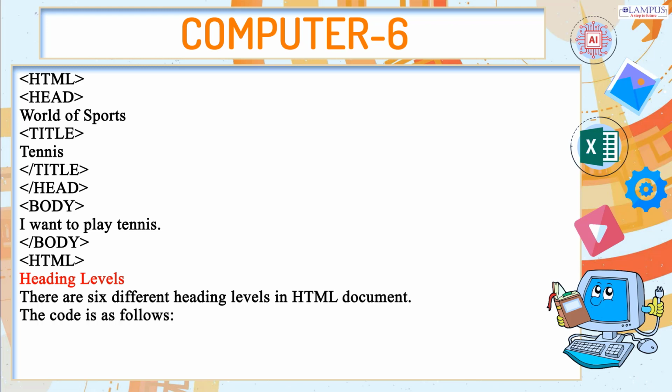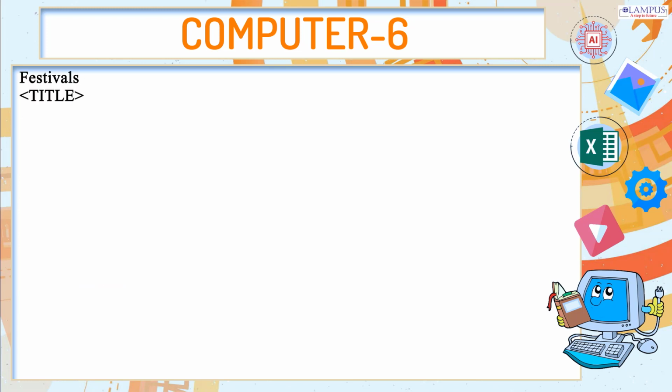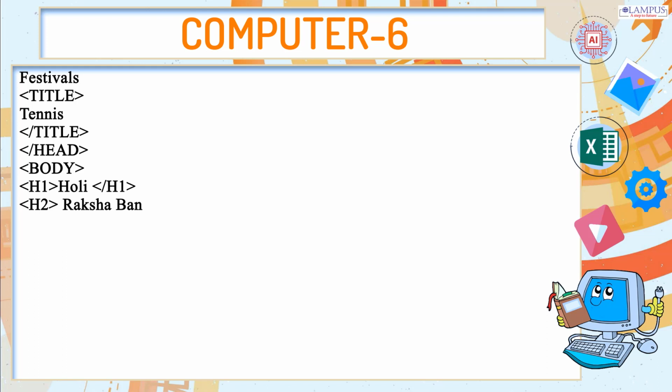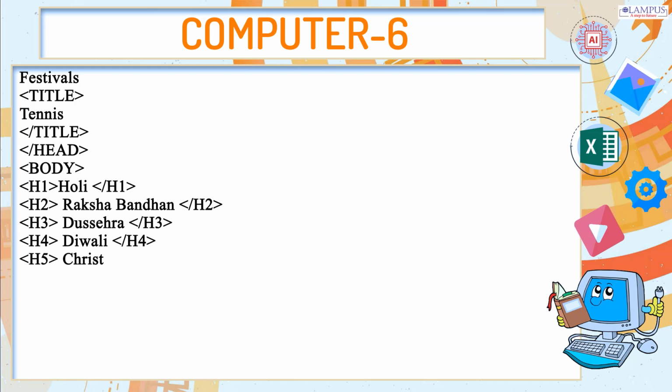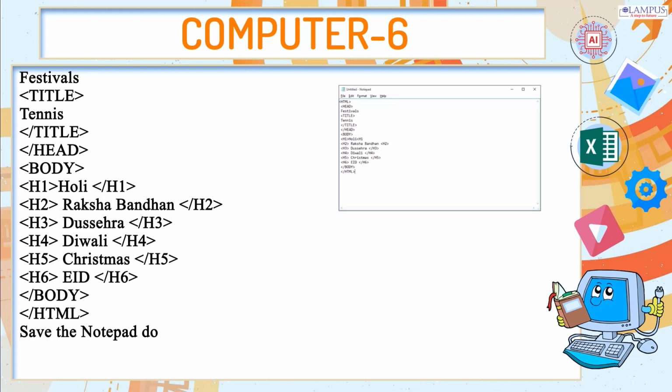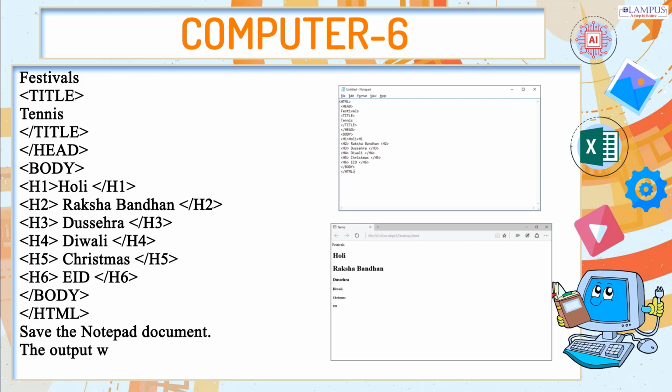Heading levels. There are 6 different heading levels in an HTML document. The code is as follows. HTML, head, Festivals, title: Tennis, title, head, body. H1 Holi, H1. H2 Raksha Bandhan, H2. H3 Dashehra, H3. H4 Diwali, H4. H5 Christmas, H5. H6 Eid, H6. Body, HTML. Save the notepad document.